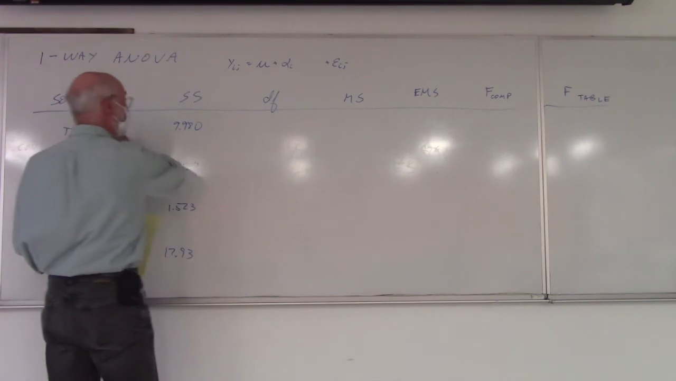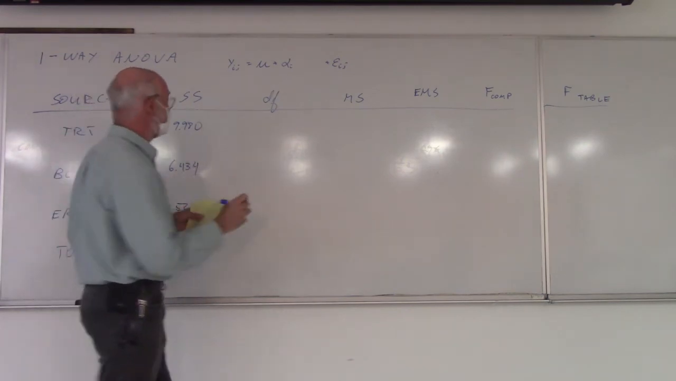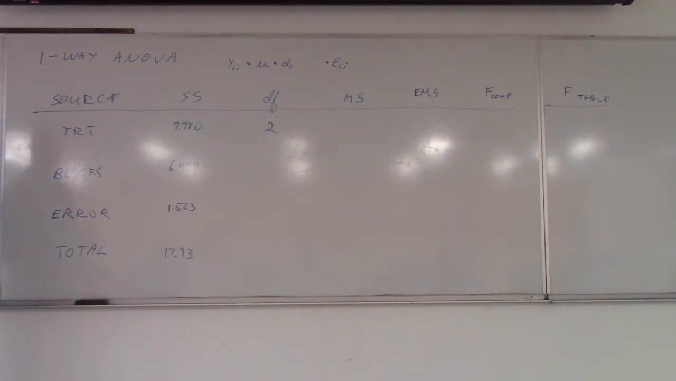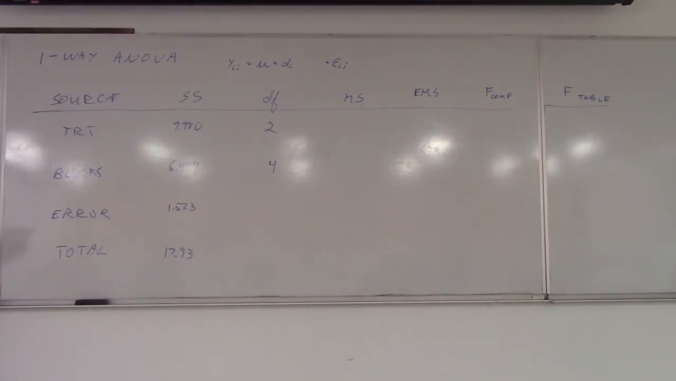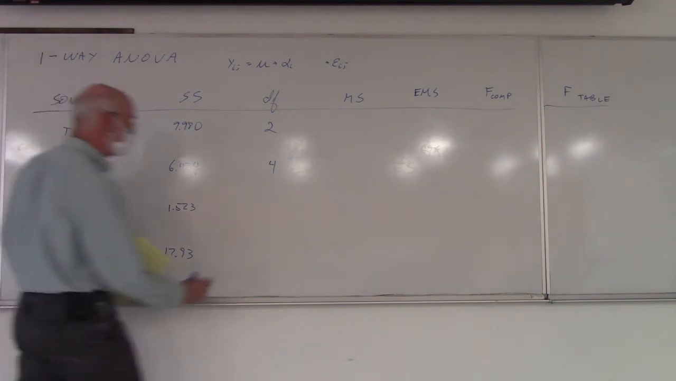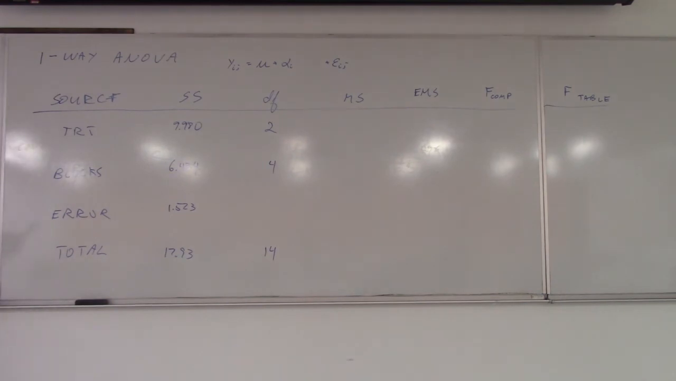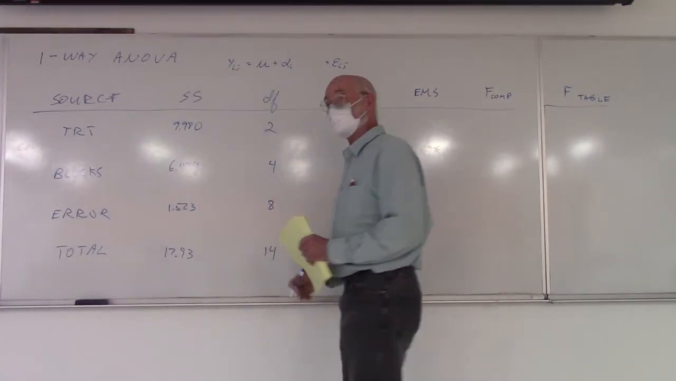Degrees of freedom, I had three treatments, so I'm estimating alpha, I lose 1 degree of freedom, right? So I have 3 minus 1 is equal to 2. For blocks, I had 5 blocks, I'm estimating beta. I lose 1 degree of freedom for estimating beta. So I have 5 minus 1 is 4. Error is a little more complicated. Total, I had how many total observations? I had 3 treatments and 5 blocks, so 15, right? So 15 minus 1 is 14. Where do I lose 1 degree of freedom? Because I'm estimating mu, okay? So that means then that the error degrees of freedom is 8. 2 plus 8 plus 4 is equal to 14.